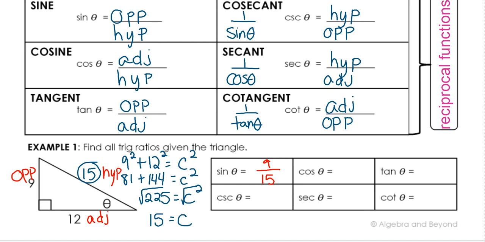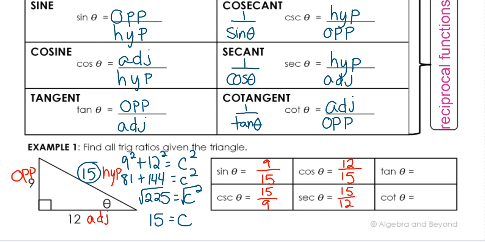Cosecant, remember, is the reciprocal function of that. So I can fill this in by flipping that sine ratio. All right, next up we have the cosine. Cosine is the adjacent side, which in our case is 12, over the hypotenuse, which is 15. And the reciprocal function of that, secant, would be 15 over 12.